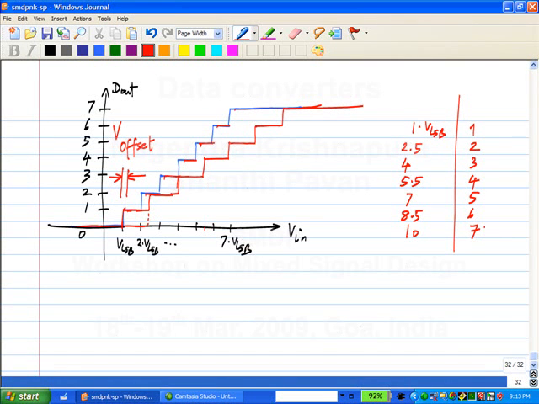If you look at it, the difference between these two is 1.5. The difference between the next two is also 1.5, and so on. All of them are 1.5. So the step sizes are equal. What does it mean? Exactly. It's just an A-to-D converter with a different LSB voltage.